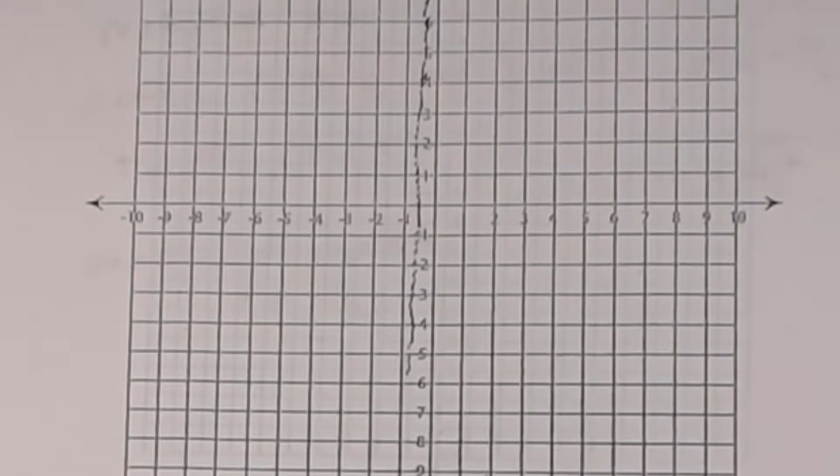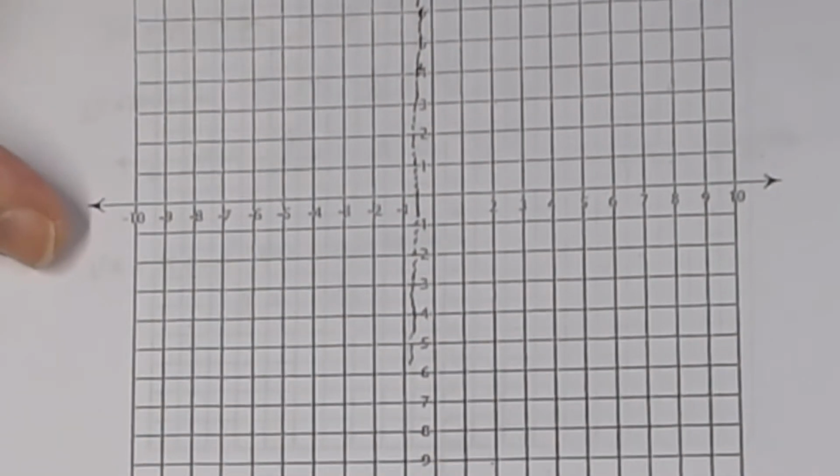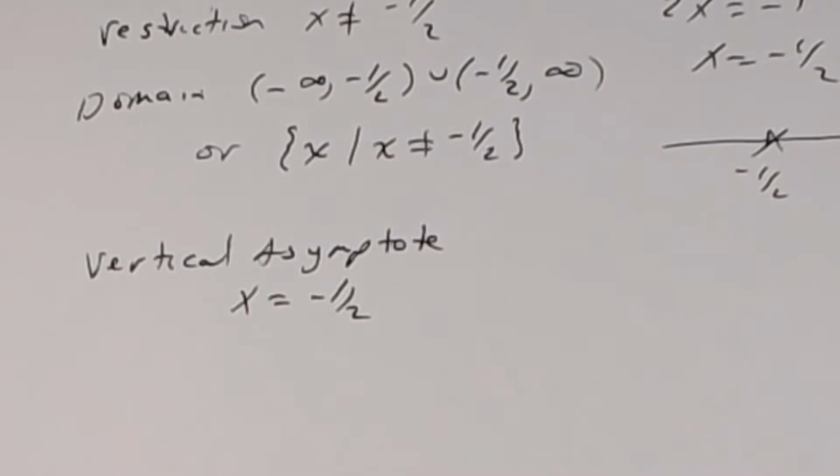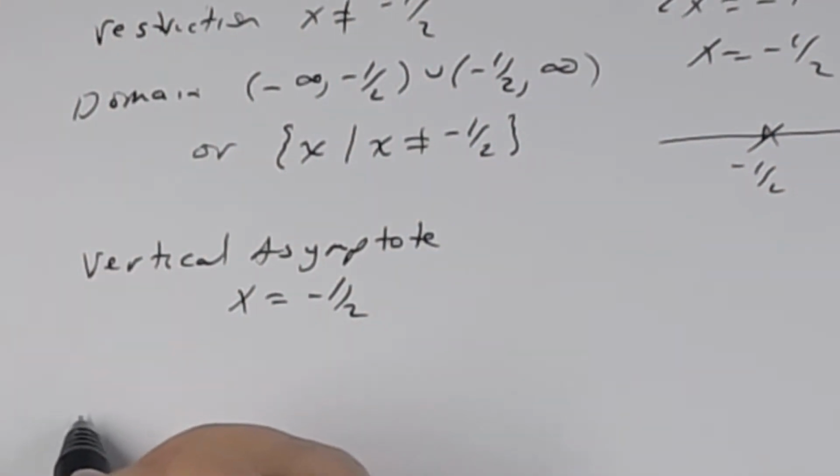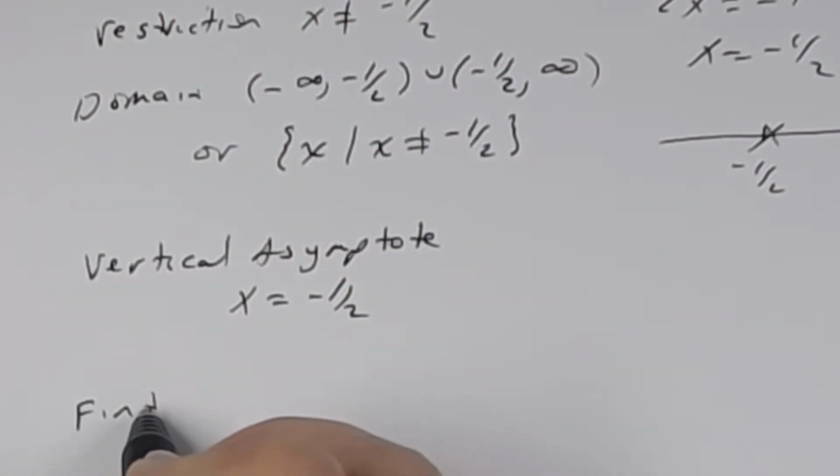Okay. Now, let's talk about the horizontal asymptote. The vertical is easy because you've had that already. You know how to find them. Let's talk about the horizontal. The horizontal asymptote involves the word degree, which we just did. So you have to remember the idea of degree. Okay, so listen carefully to this. Finding the horizontal asymptote.